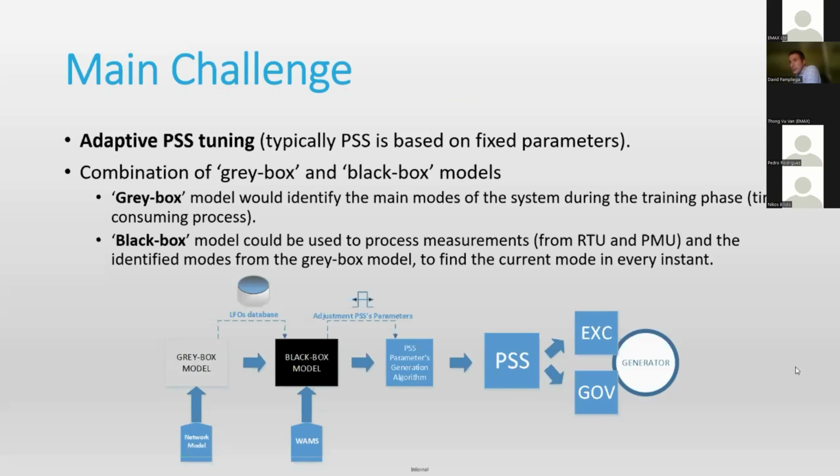So you can see in the diagram below how this schema will be put in place. So we have this gray box model with the network model and getting the low frequency oscillation database as an input to the black box model, getting also the data from the wide area measurement system coming from remote terminal units or PMUs, and then it will allow to adjust the PSS parameters, to actuate over the exciter or the governor of the generators.